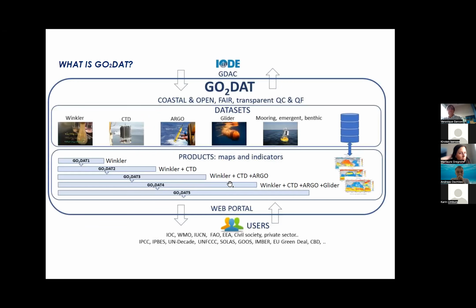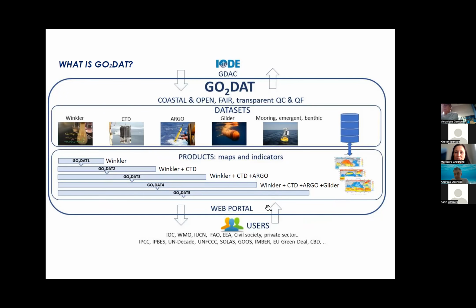So what is it exactly, just in a scheme? GO2NE is represented here. It will contain the data from the coastal and open ocean from the different platforms, Eulerian and also Lagrangian. We had in mind to integrate Argo and tuning, also with gliders, mooring, etc. Based on that, we would like to produce products that would be maps and indicators with gridded fields at different levels. One would be based only on Winkler, then on Winkler and CTD plus Argo, and then plus glider, etc. So different levels of products.